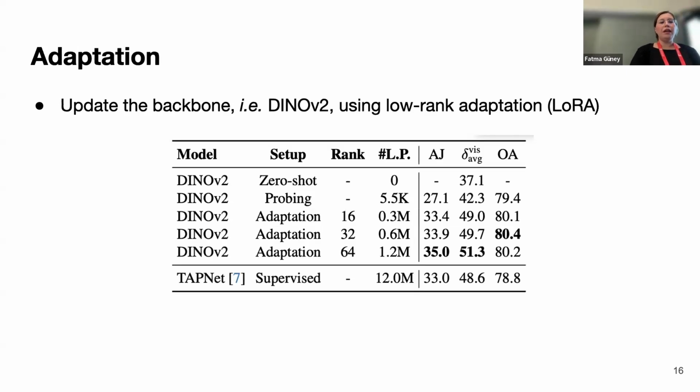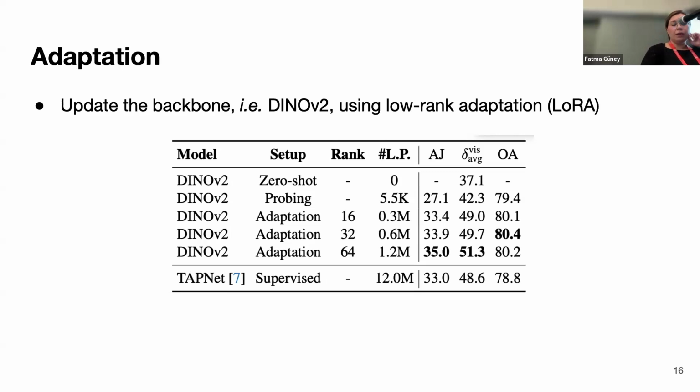Lastly, we allowed update to the backbone, the Dino V2 backbone, using low rank adaptation. This is a way of adapting Dino to point tracking without having to fine tune it, right? LoRA allows us to do that, change the backbone for the task specifically.